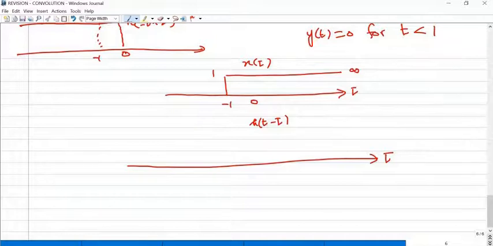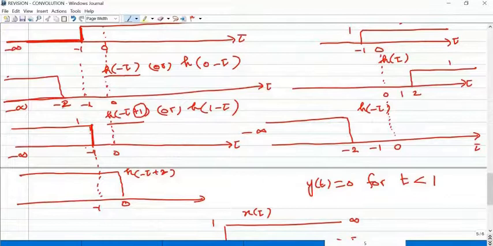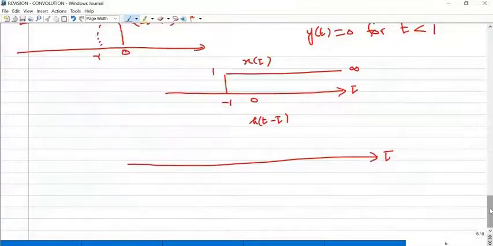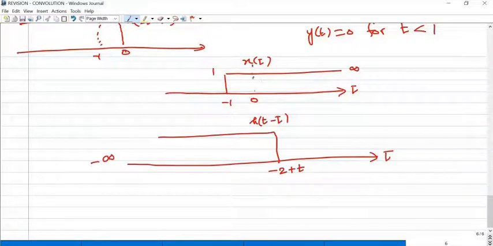Where is the h of minus tau diagram? This is the h of minus tau diagram. What is the starting point? Minus 2. So t minus tau, or minus tau plus t. Here the variable is tau, and the signal is minus tau plus t. So I draw it somewhere like this. This is minus 2 plus t. Here it is minus infinity plus t. This is the origin. So this is the h of t minus tau diagram for t greater than or equal to 1.